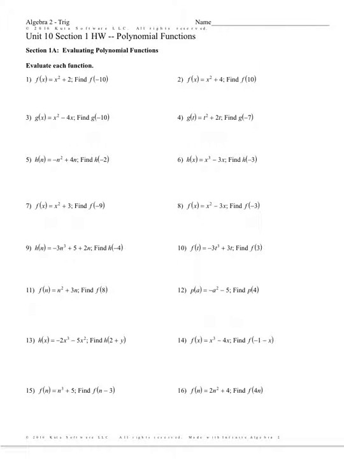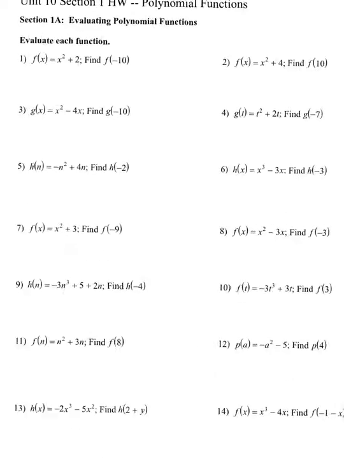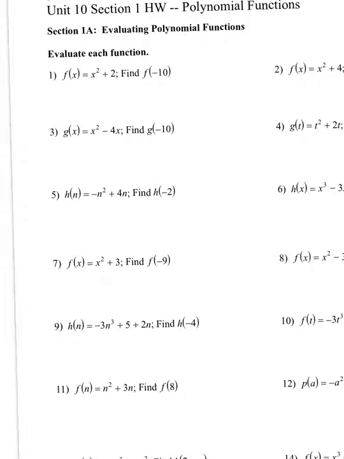In section 1 of unit 10, we're going to look at, in 1A here, evaluating polynomial functions. You've done some of this in the past. We'll start off with something really basic on number 1 here. And so this is functional notation. We're trying, f of x is equal to x squared plus 2, and we're trying to find f of negative 10. So that's what we want to stick in for x.